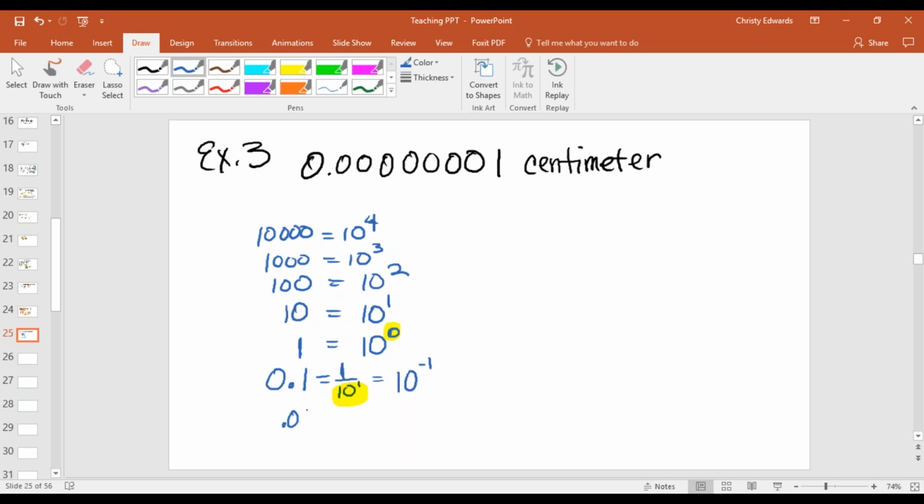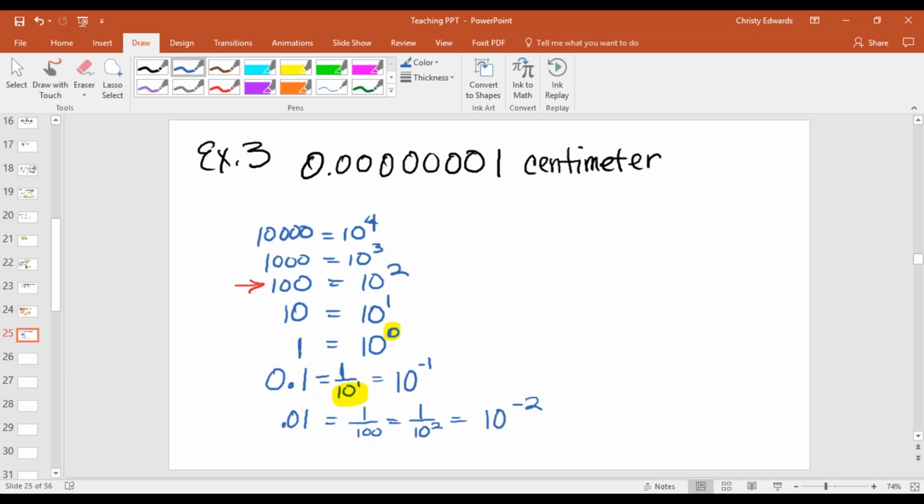What about 0.01? That's 1/100th. That's how you would say it. 1/100th is 1 over 10 to the 2nd power, right? We know that from up here. 100 is the same as 10 to the 2nd power. And if I write it in the numerator, it changes it to a negative power.